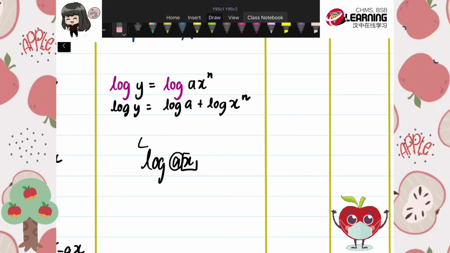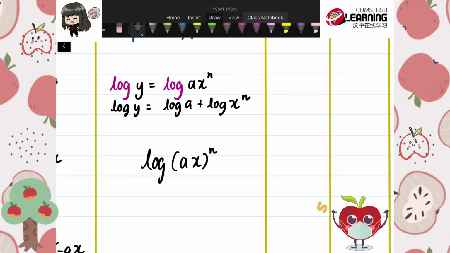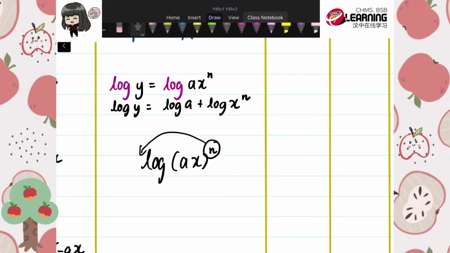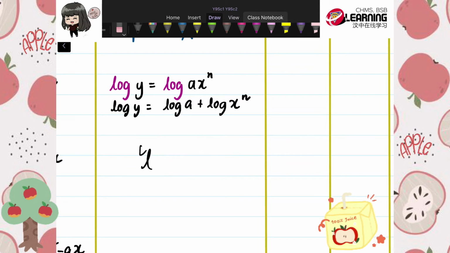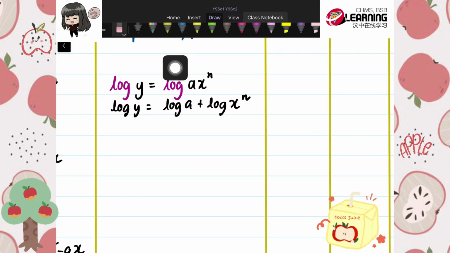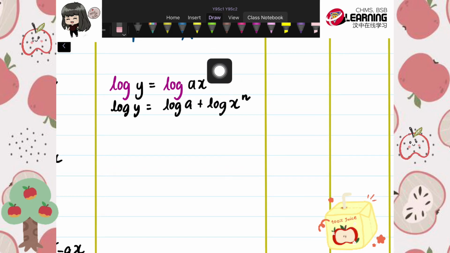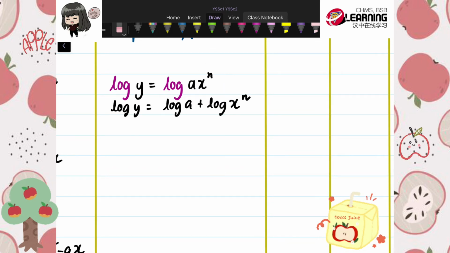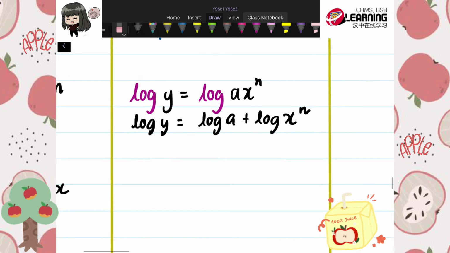Okay, but in what condition can you move the n? The condition is if your ax is in a bracket with n, which means this power n also belongs to this a. If this n also belongs to this a, then you can officially move the n down. But here there's no bracket, so this n belongs only to the x. So you need to break it into 2 parts first. Then only can you move this n down.